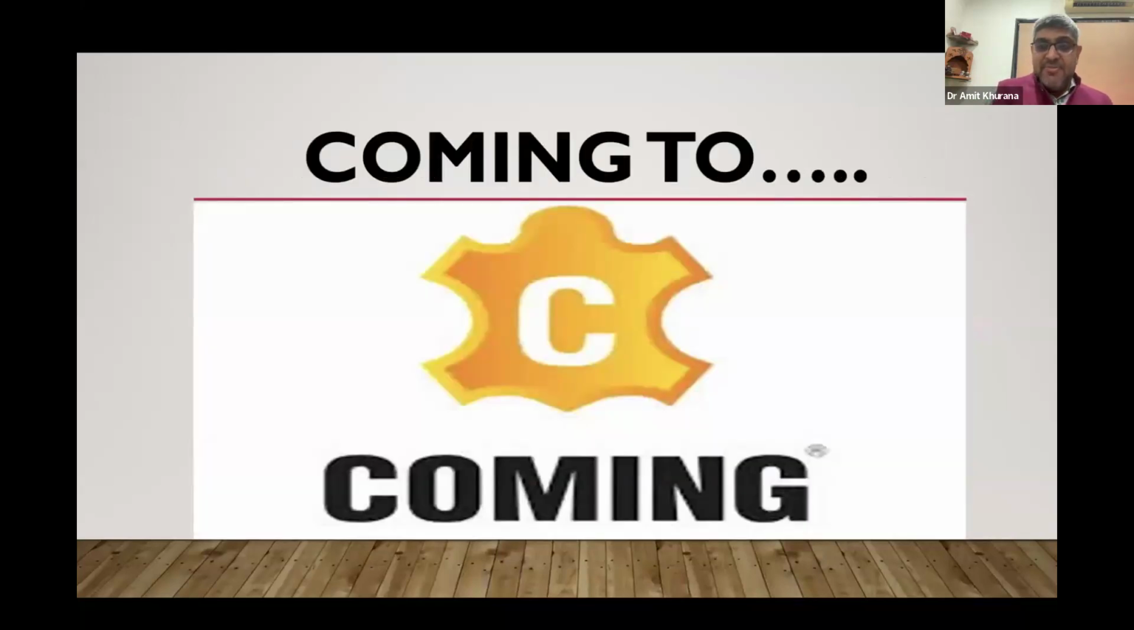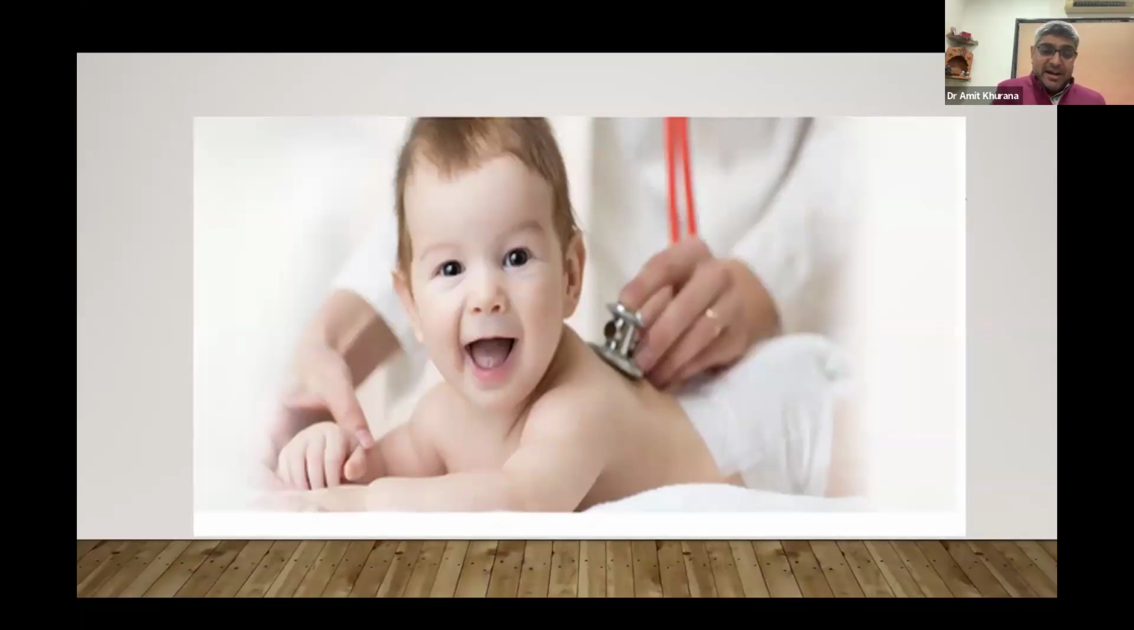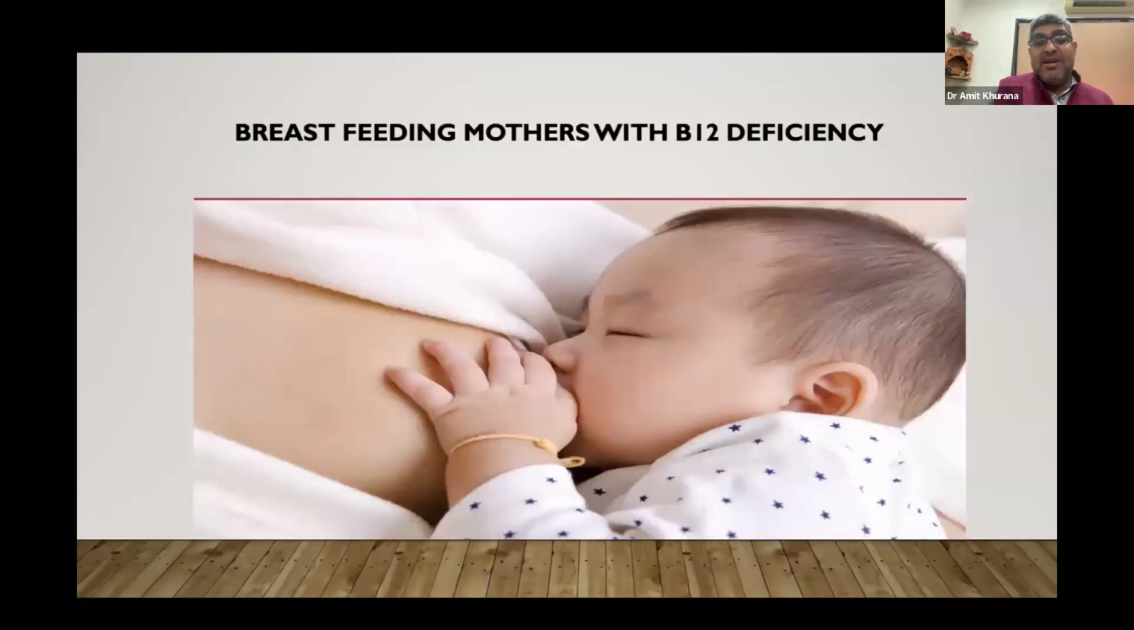Coming up next, a very important thing, that is pediatric conditions where you get megaloblastic anemia. And we all deal with these pediatric cases very well in day-to-day practice as hematologists, because I also deal with children with anemias. So most of the patients who come to me are pediatric, and in these pediatric patients, the most common cause of megaloblastic anemia is breastfeeding mothers with B12 deficiency.